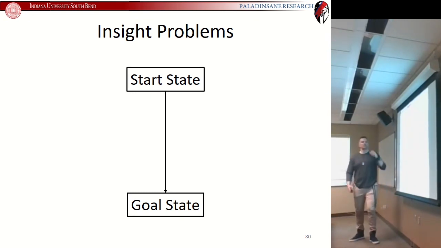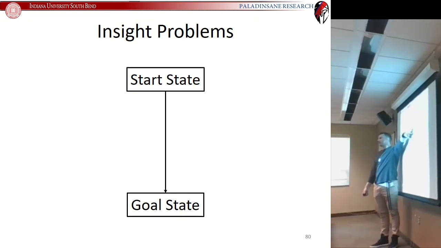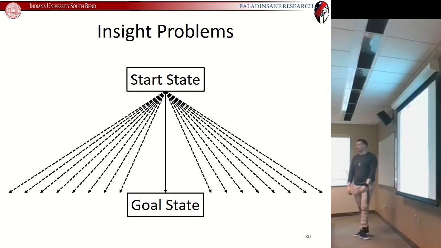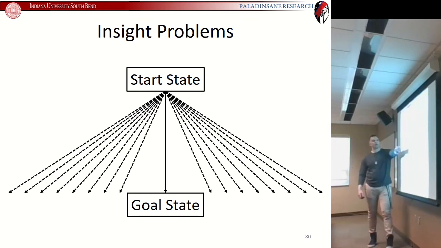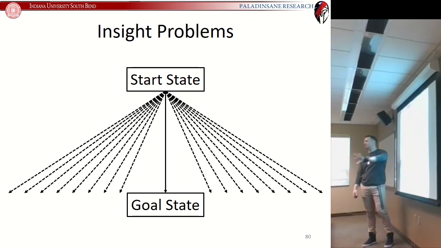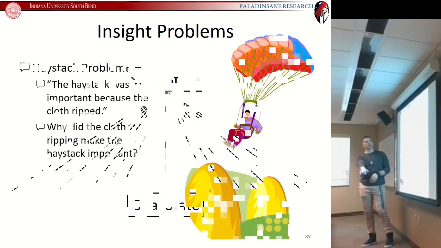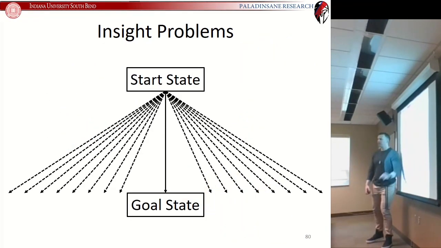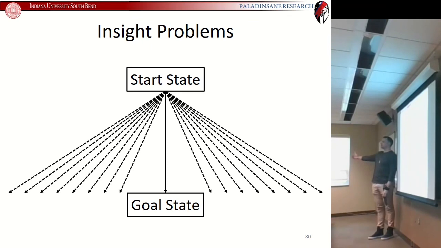Well, the reason is because this is not the entire problem space in an insight problem. This is the problem space in an insight problem. So we have massive amounts of operators that we can apply. And we saw this with the haystack problem. So why did the cloth ripping make the haystack important? There were a number of operators that people tried to apply that made sense.